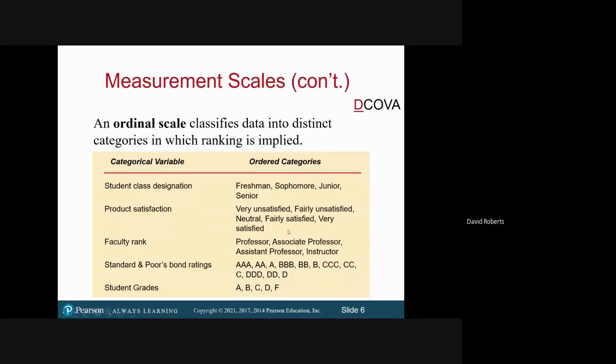So again, here's some more examples where there's an ordinal scale, where if you are a freshman or sophomore or junior or senior, most of you in this course are probably either sophomores or juniors from my experience in teaching stats before. Maybe there's even a few people who are in your fourth year, which would be a senior. So you can see all the different types of categories, bond ratings, your student grades, and you have A pluses and A's and A minuses and all of that. So those are categories. They're not a number. You're not given a number, but you are given a letter grade.